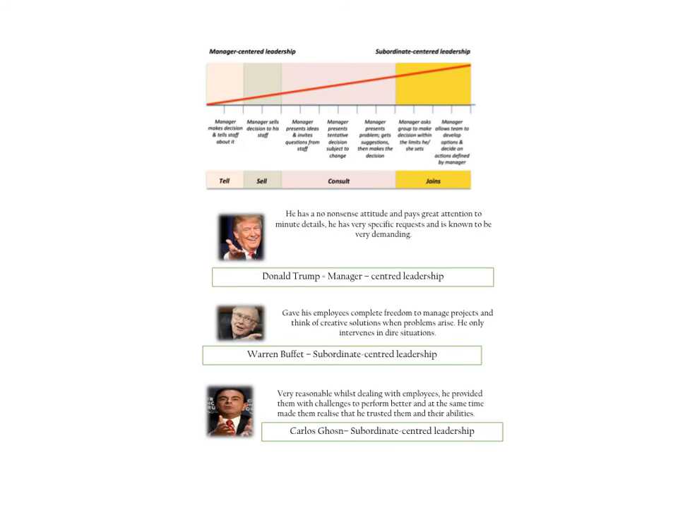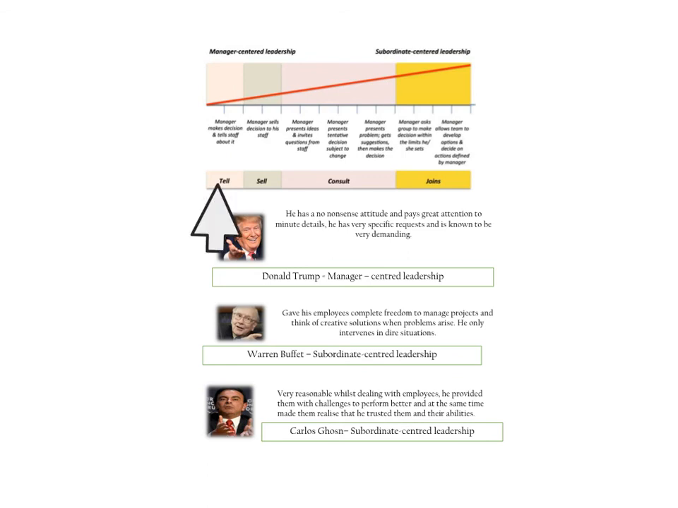So now I've thought of just 3 examples to embed into this scale. The most obvious one being Donald Trump. We can see how he's acting within his presidency in terms of his no-nonsense attitude. But again, it was very similar, as you can imagine, because it's his personality. But when he was managing businesses and that entrepreneurial side to him was a no-nonsense attitude. He pays great attention to minute details, he has very specific requests and is known to be very demanding, but he would definitely be within the tell.